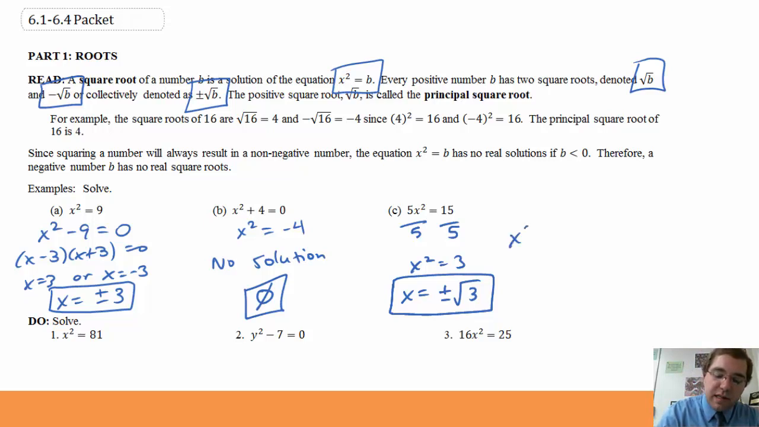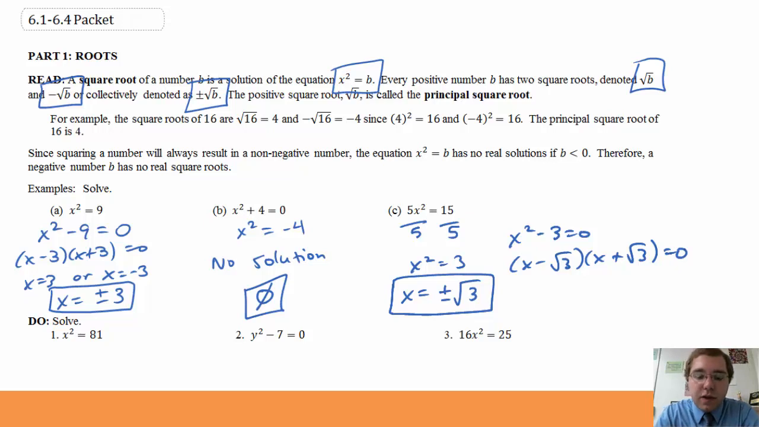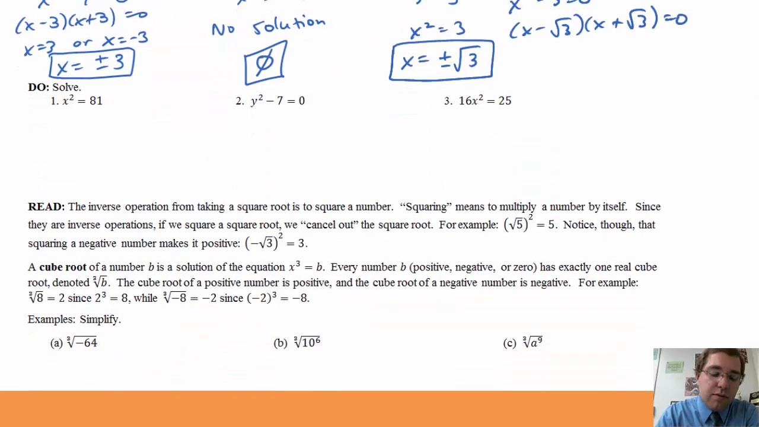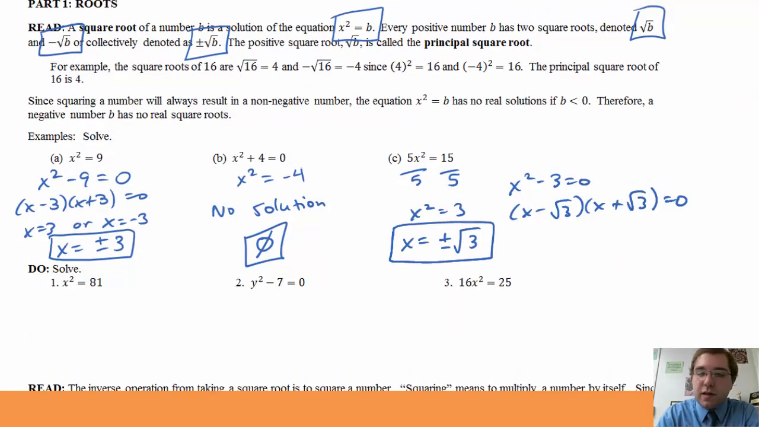If I tried to factor this, I'd have x squared minus 3 equals 0. And previously we would not have called that a difference of squares, because we were factoring over the integers. But we could think of this as a difference of squares, where it's x minus square root of 3 times x plus square root of 3. And that would give us our two solutions. It is a difference of squares if we just take the square root of 3 as being plus and minus square root of 3. So then you have three problems to do that are just like those.